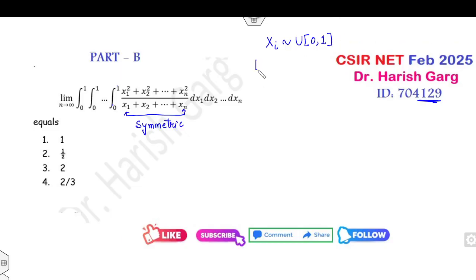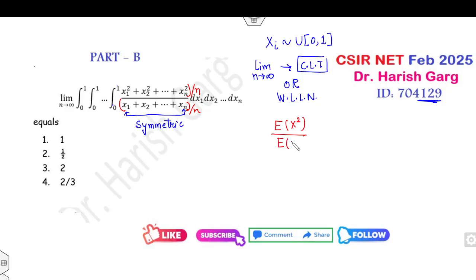What comes to your mind when you think about the limit as n approaches infinity? You are talking about the central limit theorem, or you can think about the weak law of large numbers. What does that mean? If I divide the numerator by n and the denominator by n, the numerator becomes the expected value of x squared and the denominator the expected value of x. Because all xi are symmetric, this converges to the expected value of x squared divided by the expected value of x.